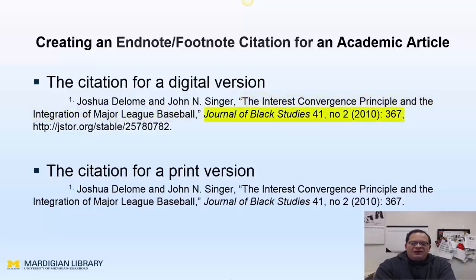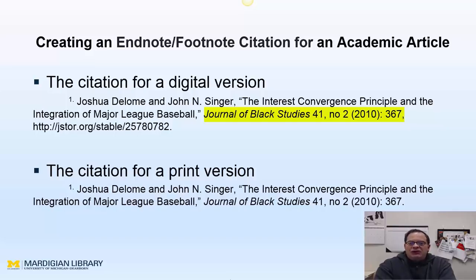And then list the publication the article appears in. In this case, it is the Journal of Black Studies. And then we indicate the volume number, in this case 41, then a comma, and then the issue number, which in this case is 2. And obviously, if there was no issue number for this volume, or the volumes don't have issue numbers, then you just don't worry about including it.